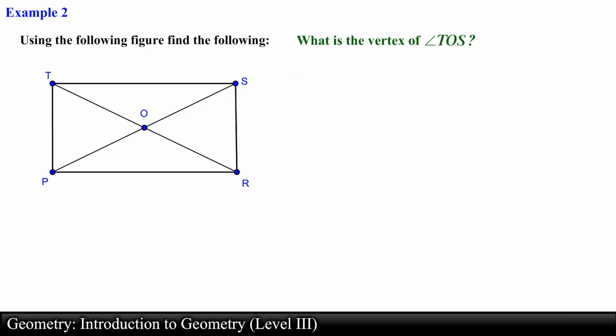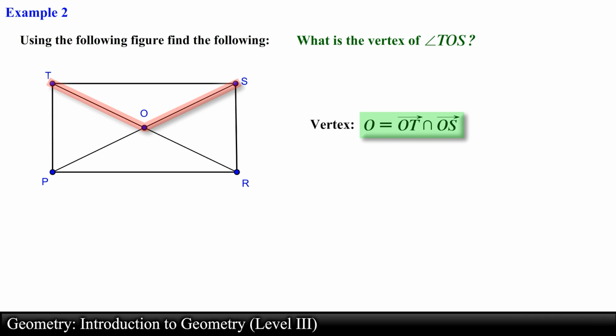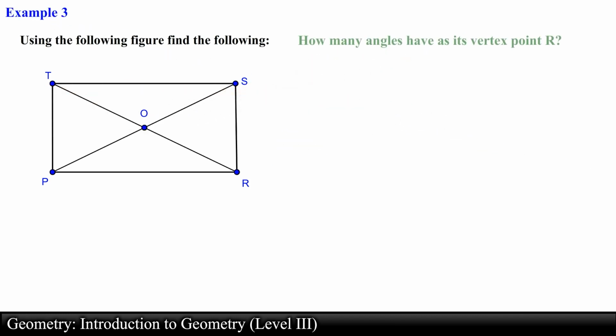What is the vertex of angle TOS? Remember, the vertex of an angle, when denoted in this particular way, is represented by the middle letter. In this case, the vertex of this angle is point O. In the figure to the left, this is the location where rays OT and OS intersect. You can also think about a vertex as the intersection of these 2 rays. Using set notation, we can denote them as ray OT intersected with ray OS. We will cover problems involving set notation in a later video. Now let's move along to the next example. How many angles have as its vertex point R?